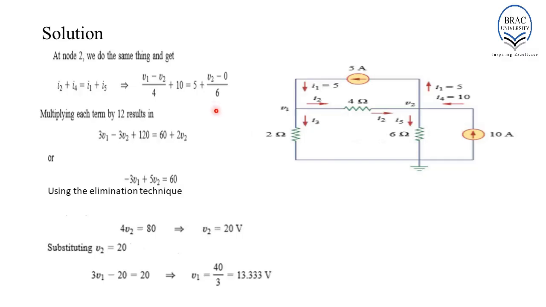Rearranging this equation, we'll get the second linear equation, which is minus 3V1 plus 5V2 equals 60. On solving these two linear equations, we can easily determine the values of V1 and V2, which in this case will be V1 equals 13.33 volts and V2 equals 20 volts.